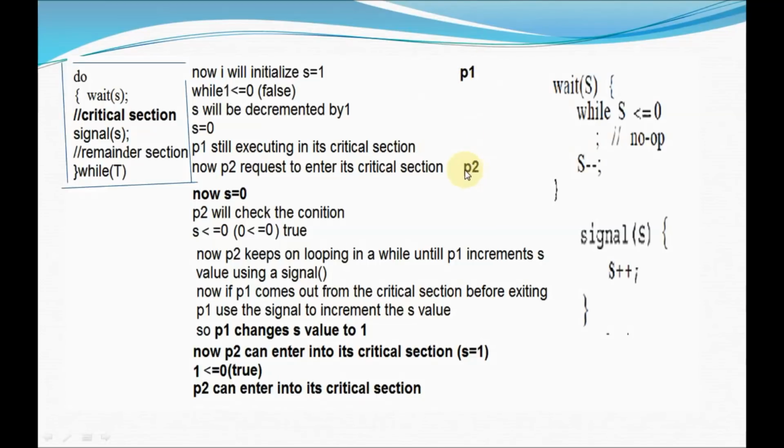Earlier P1 was executing. Once P1 is executed, P2 can enter into its critical section. In the same way, after P2 completed the execution, P1 can enter into its critical section one more time. Again P2 can express its interest. Once P1 has executed in its critical section, P2 can enter a second time also. So here P1 and P2 are getting equal opportunities.